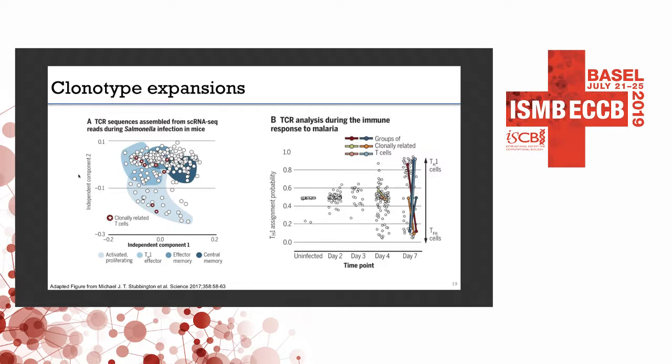And on the left here is a similar plot where, again, T cells start out as activated and proliferating, and then as they respond, they become central memory. And so if you think of this as going in this direction, you have these clonally related T cells marked in red here, and you can see that they become more common as the T cells are dividing and responding to that antigen.